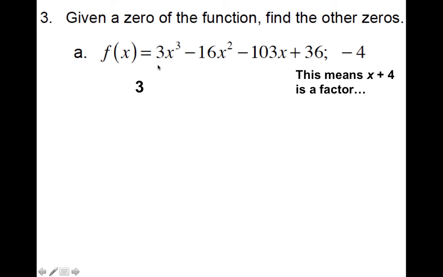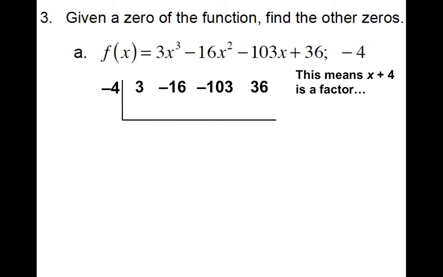So our coefficients are 3, -16, -103, and +36. And we're synthetically dividing by -4. So to synthetically divide, you drop the first number down. Then the pattern is multiply and add. So -4 times 3 is -12. -16 plus -12 is a -28.